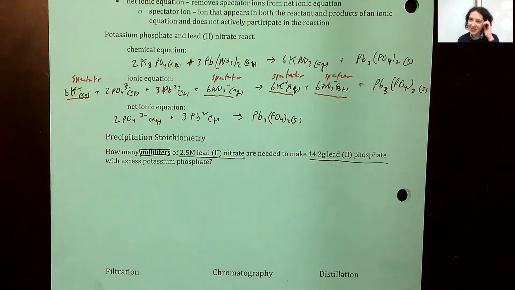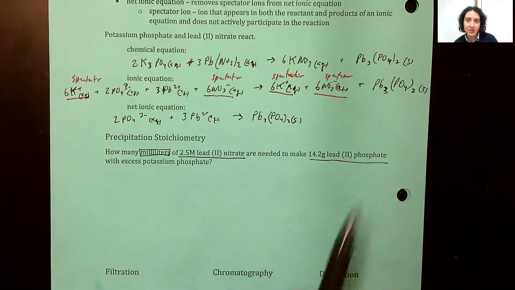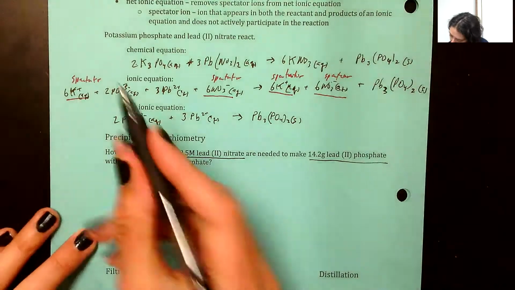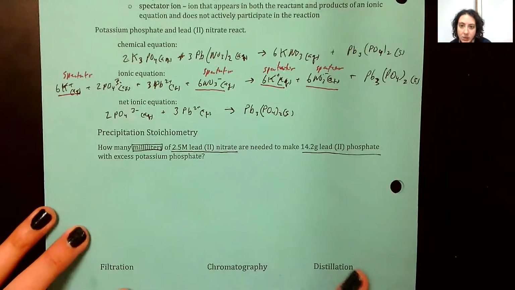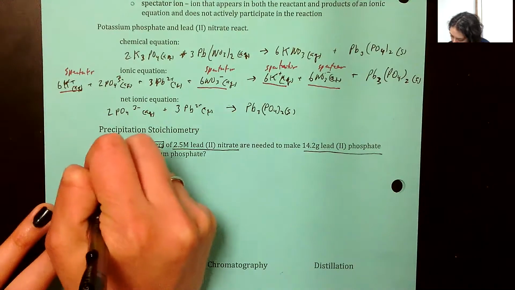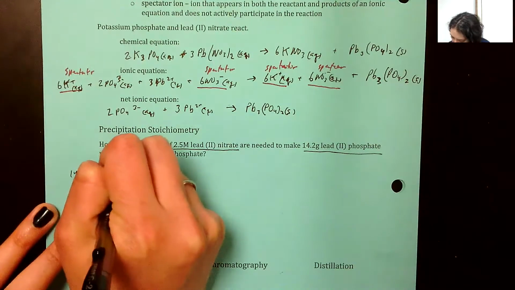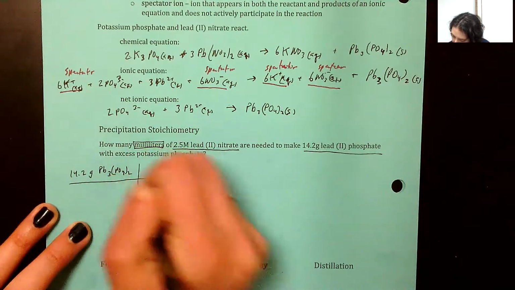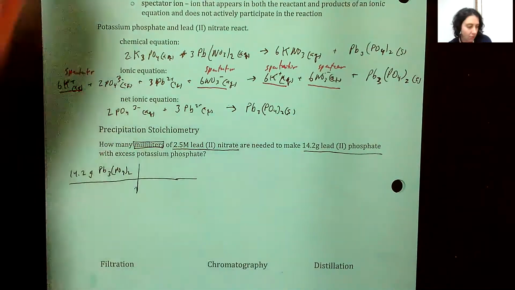So let's dive right in and give this one a try. This particular problem, I think we can solve in one skeleton. So we've got our starting point, the lead phosphate, and we've got our equation up here. So we're going to start with the 14.2 grams of lead phosphate. And we need to convert this into moles. So we're going to need to do molar mass.